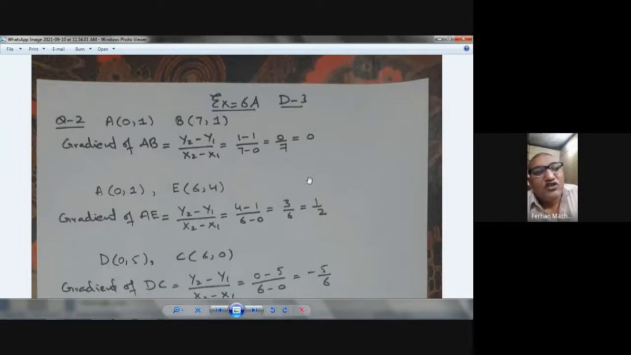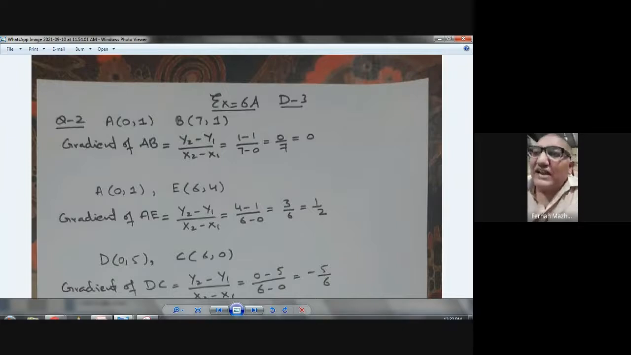The y2 value is 1, the y1 value is 1. So 1 minus 1 will be upstairs. Downstairs I will write x2 minus x1, that is 7 minus 0. 1 minus 1 is 0 and 7 minus 0 is 7. So 0 divided by 7 will give you 0. So the gradient of this AB line, the slope of this AB line will be 0.